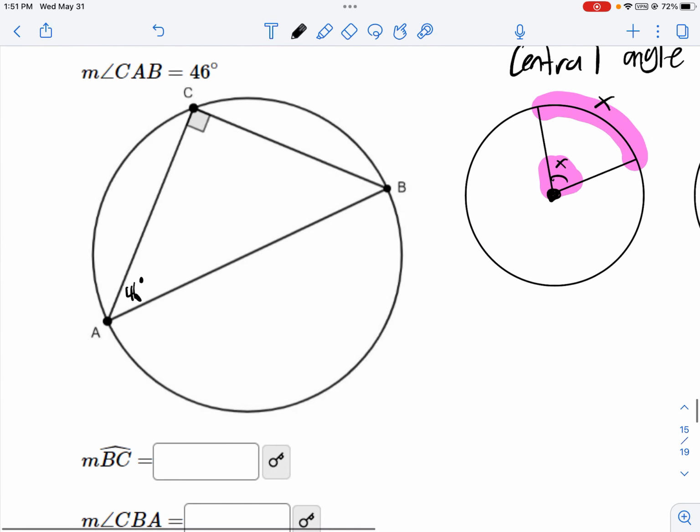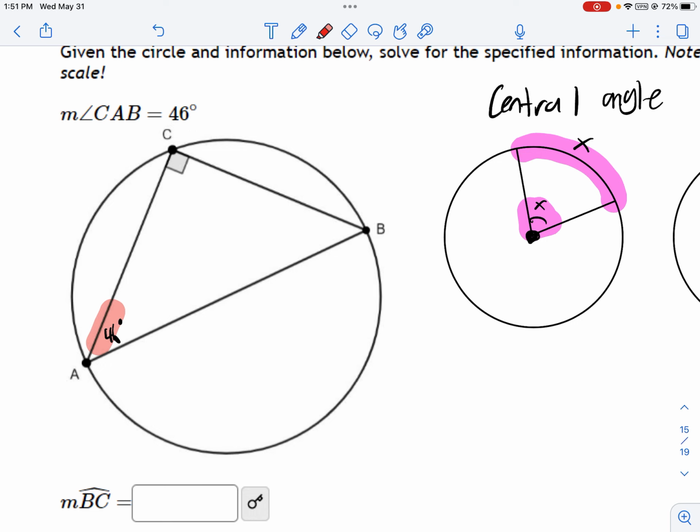Okay, so if we're looking at this, if we know 46 is our angle, notice it's on the edge of the circle. This is an inscribed angle. So if we look further, we'll notice that the arc is from C to B. Well, all we have to do is double the angle to get the arc. So if we take 46 and double that, we get 92 degrees, and that's the measure of the arc from C to B.